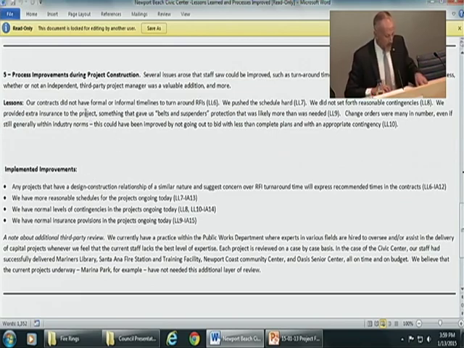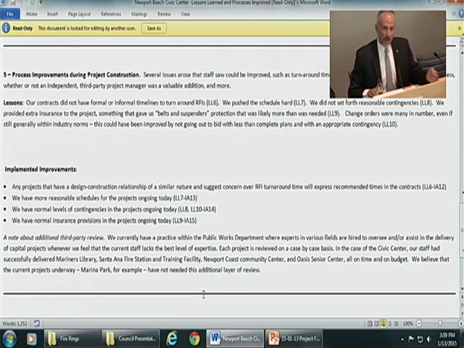So what are the implemented things we've changed? Any type of contract like this will have an RFI turnaround in the contract time. We haven't had this type of project, so we haven't had these kinds of issues in our contracts to date. We do have more reasonable schedules for the projects that are ongoing today: Marina Park, Sunset Ridge Park, and the ones coming up, I think, are very reasonable schedules.